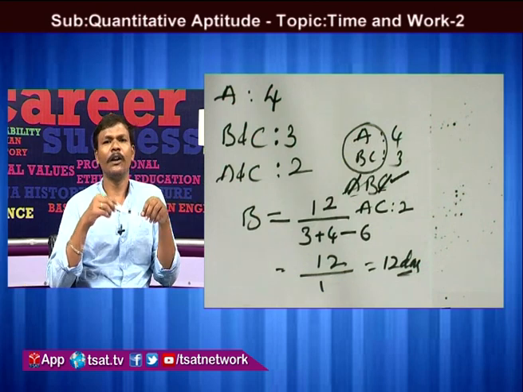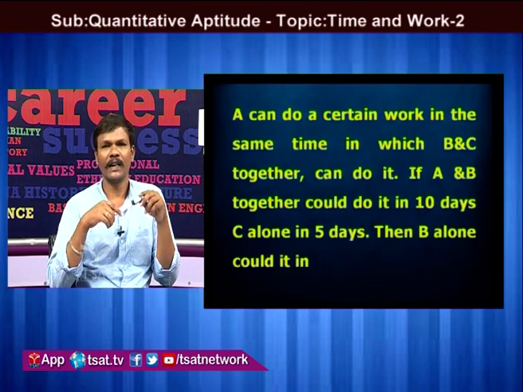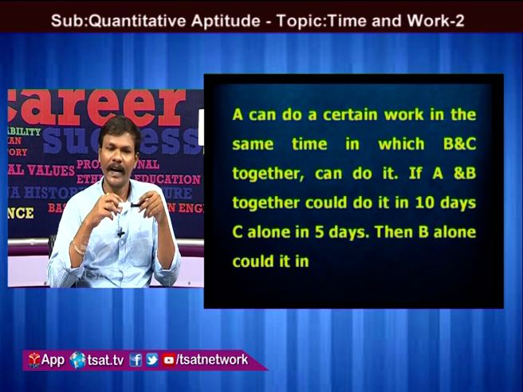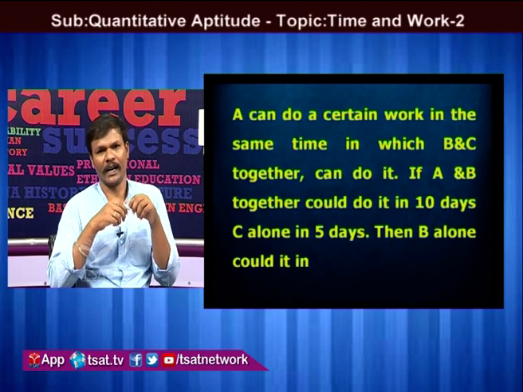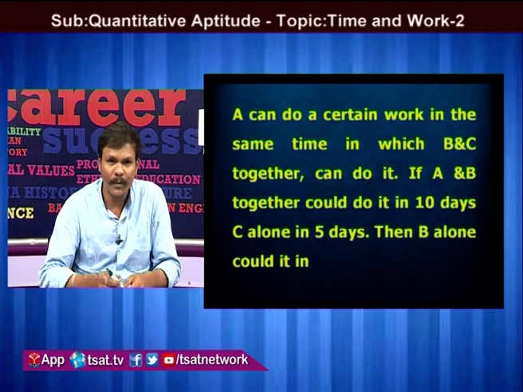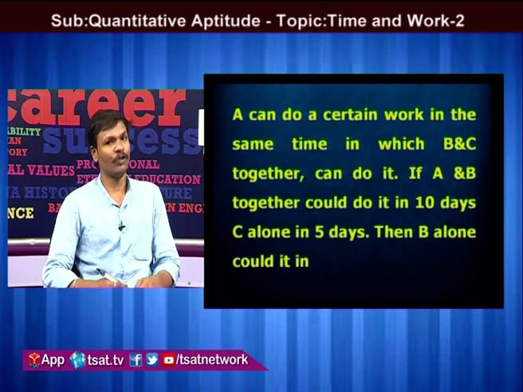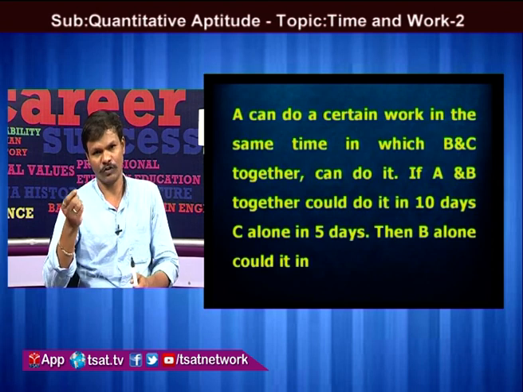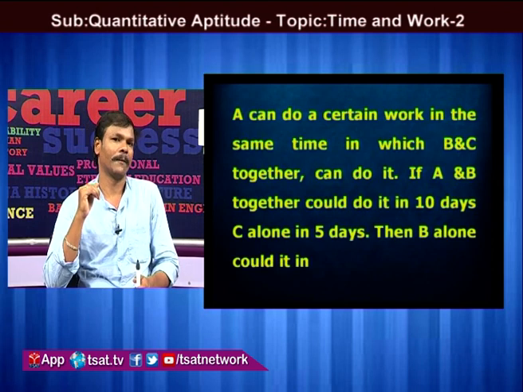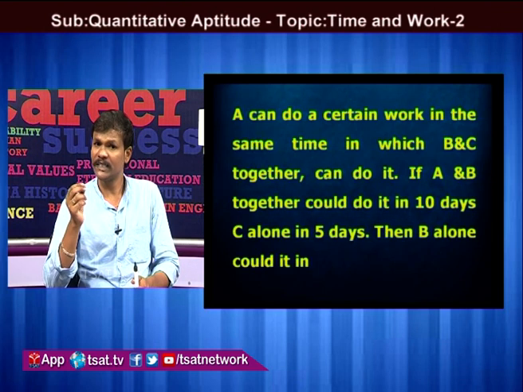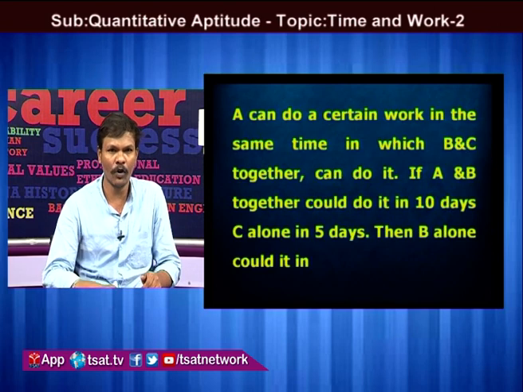Next question: A can do a certain work in the same time in which B and C together can do it. If A and B together can do it in 10 days, C alone in 5 days, then B alone could do it in how many days? Okay, clear? So the question is, A can do a certain work in the same time in which B and C working together do it. What is B and C working together? A alone completes it. So, if A and B together can do it in 10 days, C alone in 5 days, then B alone could do it in.